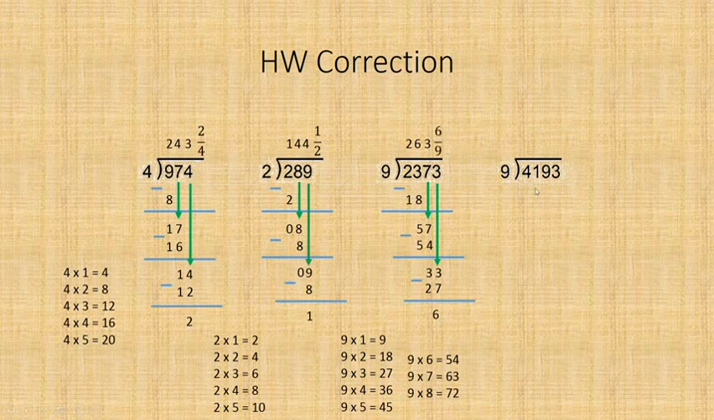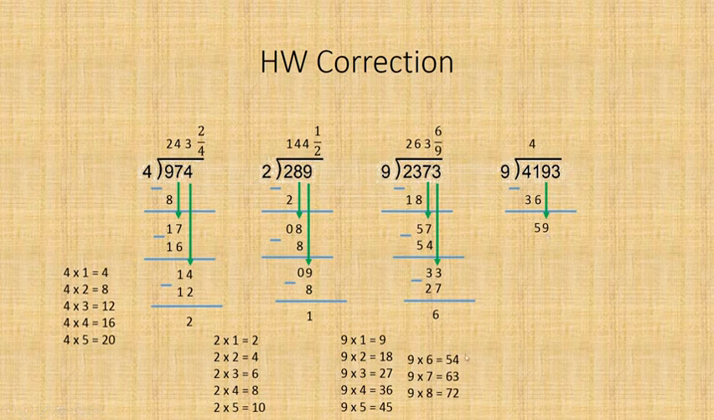Okay, the last question. So I have 4,193 divided by 9. So I wrote already the times table of 9 there. So let's start to divide immediately. 41 divided by 9. Where is 41 there? 41 is between 36 and 45. So I'm writing down 36 down and writing down 4 up and start to subtract. 41 minus 36 is going to be equal to 5. And then bring down the next digit, which is 9.